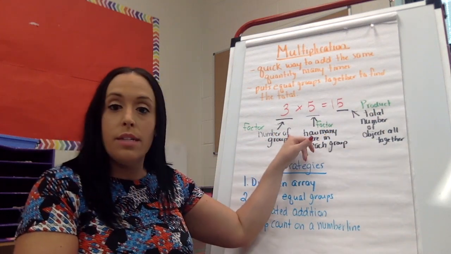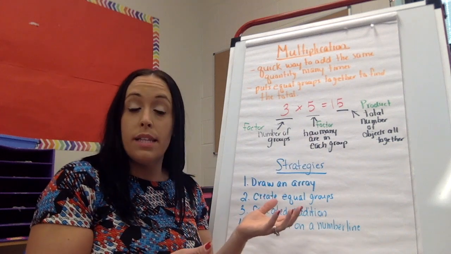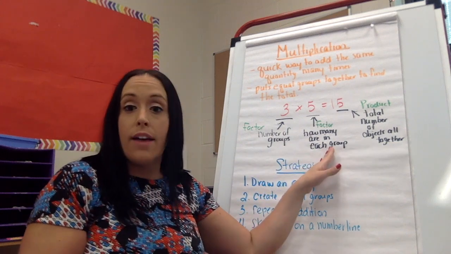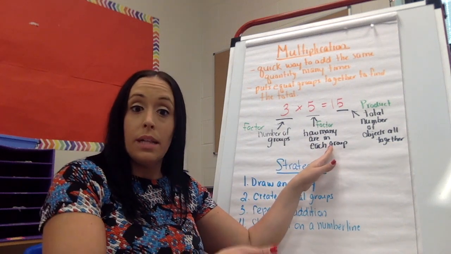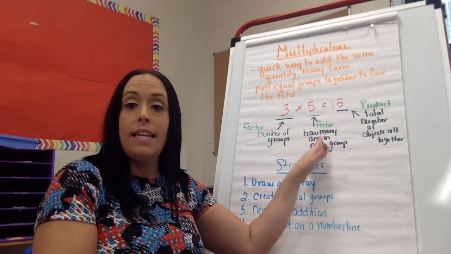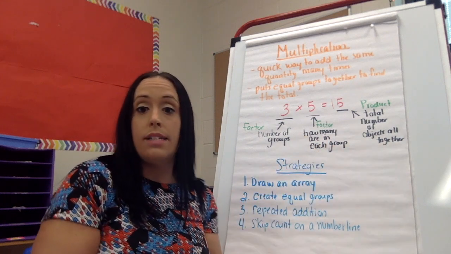The first factor I always tell the kids to think of as the number of groups that they have. The second factor I remind them is the number that are going to be placed in each group so that at the end they can come up with the total number of objects together.